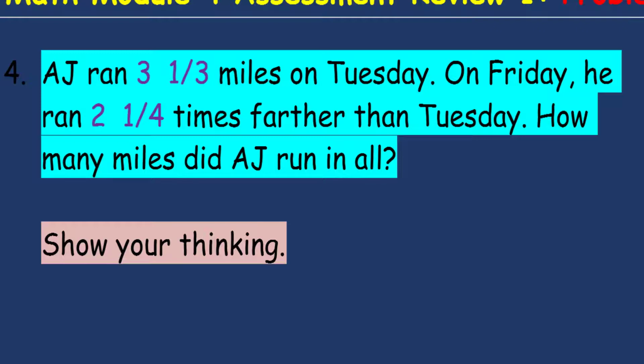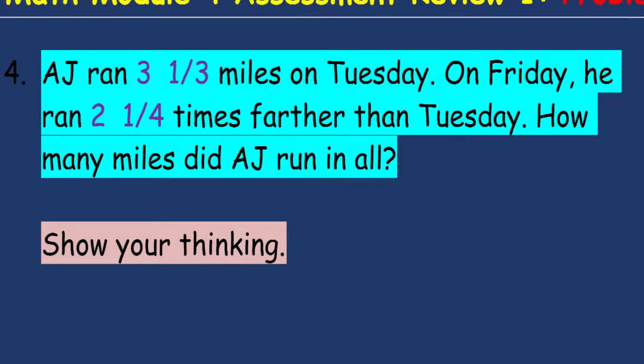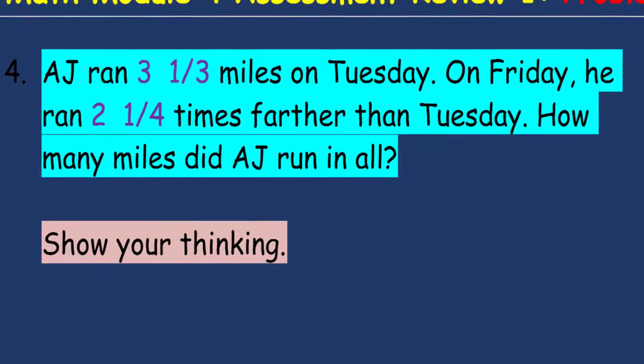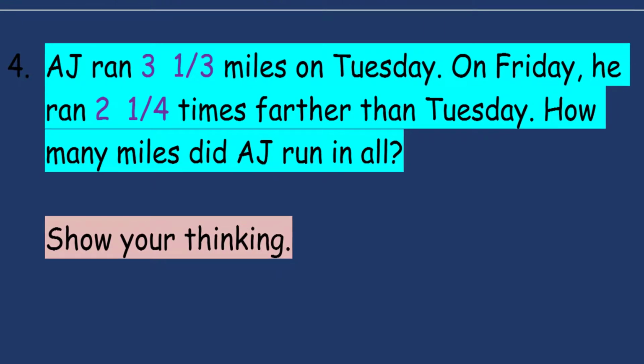So when I think about it, he ran a certain amount on Tuesday, but on Friday he ran 2 1/4 times. That key word there is times farther. It doesn't mean that he ran 2 1/4 miles on Tuesday. That's not what it's saying. It's saying that he ran 2.25 times farther. It's almost like saying if someone ran 2 miles and I told you I could run 2 times farther, then I'm taking that 2 times their amount.